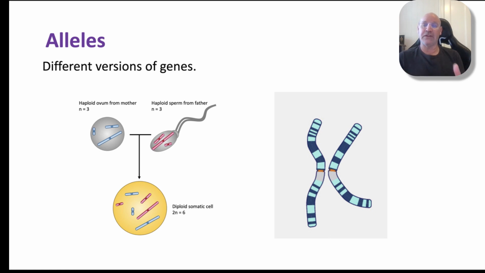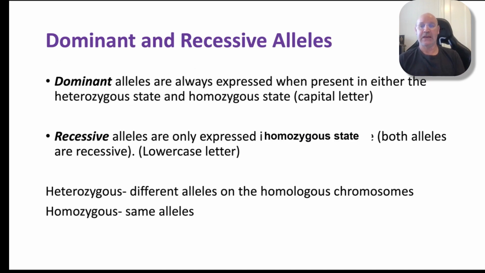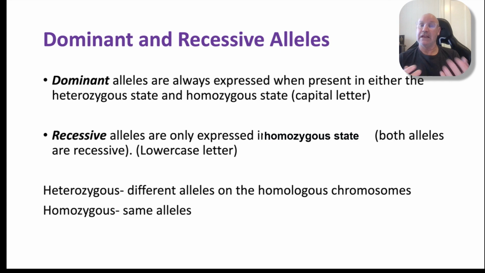So alleles are the different versions of a gene. The process of inheritance is all about which genes get expressed and which ones don't. So that's what we're talking about in this video. You probably remember dominant and recessive alleles from the work you did in year 10. Dominant alleles are the ones that we express with a capital letter, and they are always expressed when they're present in either the heterozygous or the homozygous states.